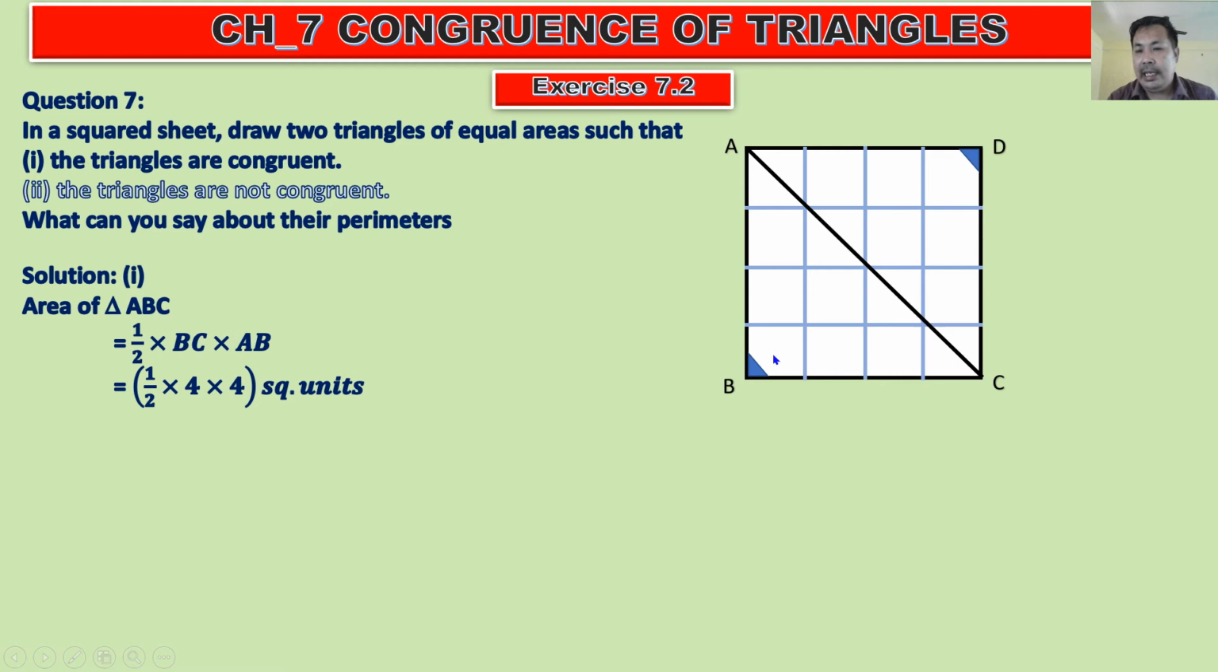Since the sheet was a square sheet, isn't it? And it was divided into equal square units again. So we get this 4 on the horizontal and 4 on the vertical. Four square units on horizontal and 4 square units on vertical. Okay, we get the square units in such a way in this square sheet.